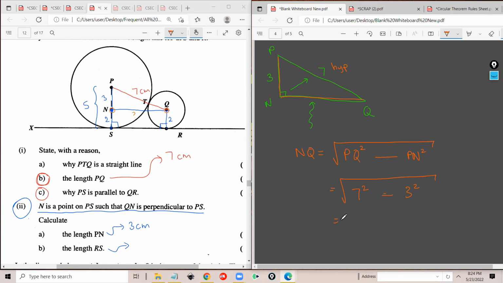Let's see what you get. I am getting the same thing as you guys, 6.32 centimeters. And of course, NQ and SR have the same distance, 6.32. And that's it.